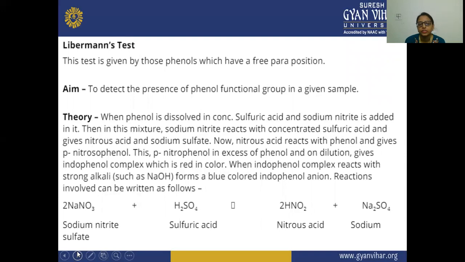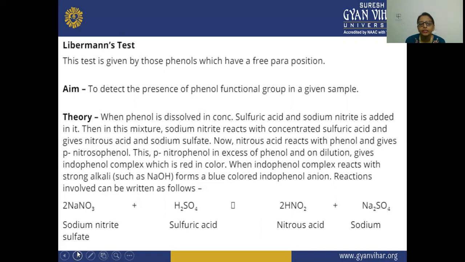Next is the Liebermann test. This test is given by those phenols which have a free para position, meaning there should be no substituent attached at the para position. So that phenolic compound will give this Liebermann test. The aim is the same: here we are also detecting the presence of the phenol functional group in a given sample.